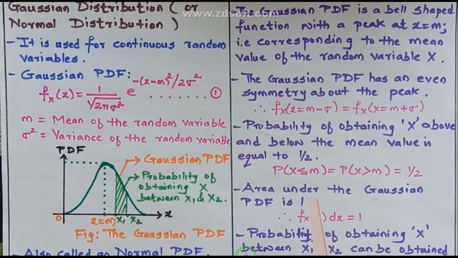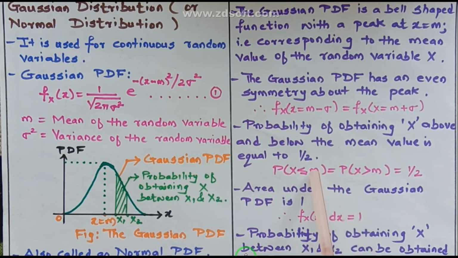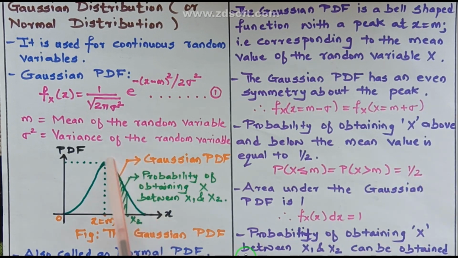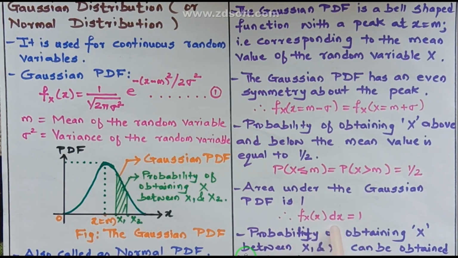Next, the probability of obtaining x, that is a random variable, above and below the mean value is equal to 1/2. So we can write probability of x less than or equal to mean m is equal to probability of x greater than m, which is equal to 1/2. And the area under the Gaussian PDF is 1. So we can write the integral of f_X(x) dx equal to 1.